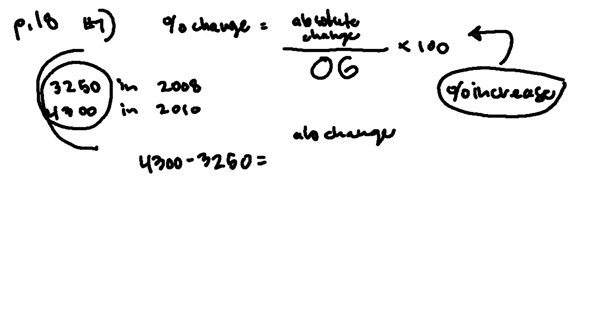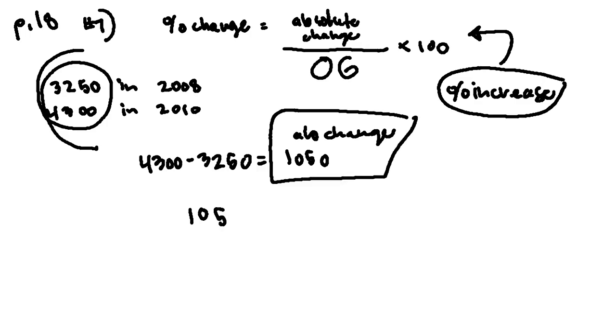That's going to be 1,050. Back to your formula: the absolute change is 1,050. We put that number on top, divided by the original. Now you have to read the word problem. We're given dates, so clearly 2008 came before 2010. This is the original in this particular problem. Each problem has a specific reference to where it started.